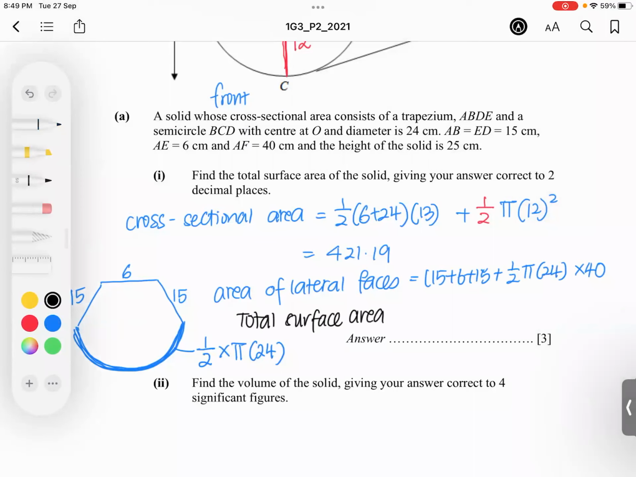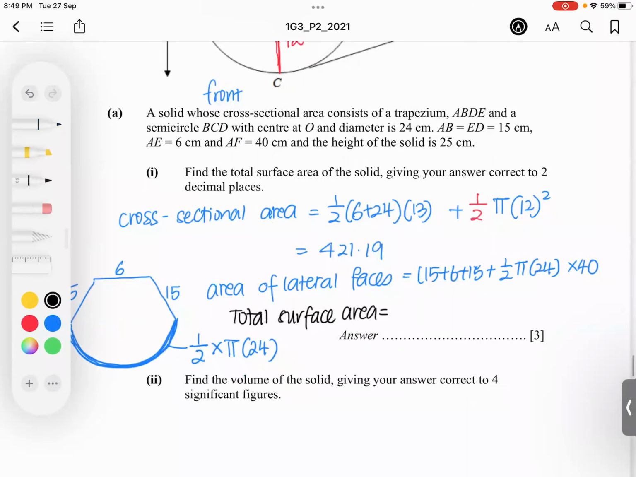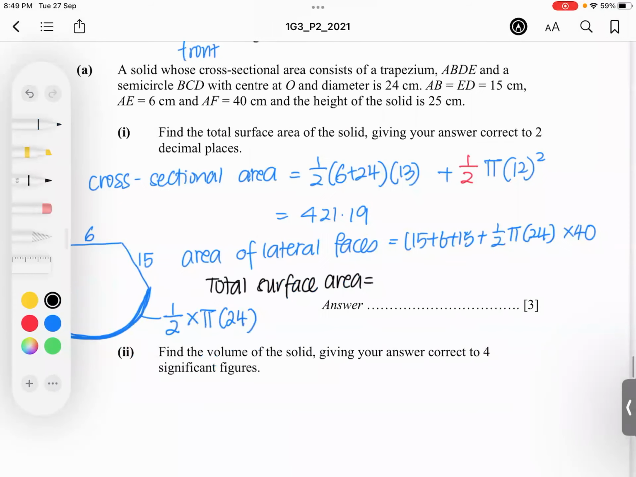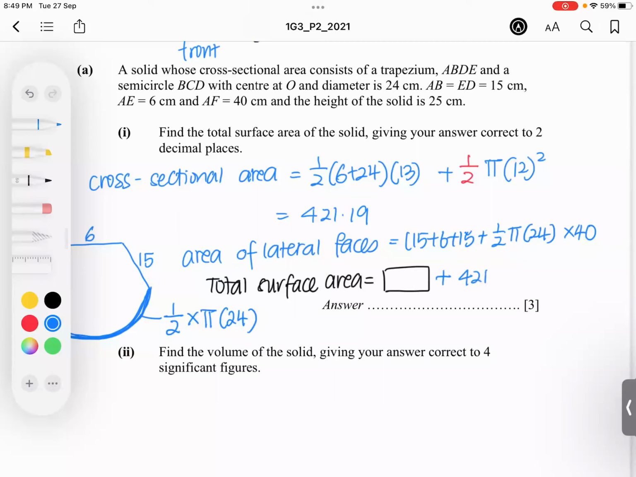I need to take this number. I've forgotten what this number is already. Anyone help me calculate this number? Never mind. So you know what this number is, right? You take this number, what else must I do? I add the 42.1.19, 2 times the front and the back. Then I get my total area.